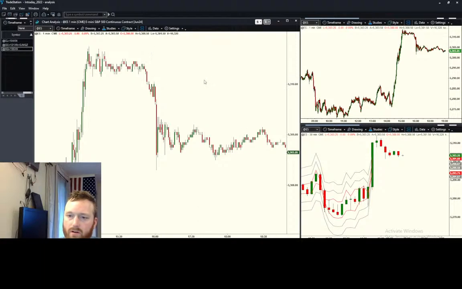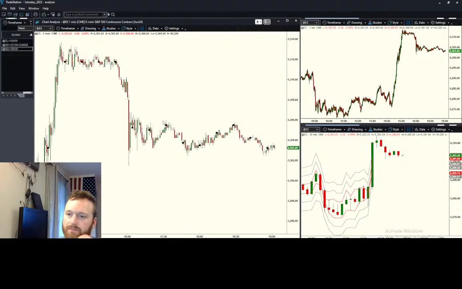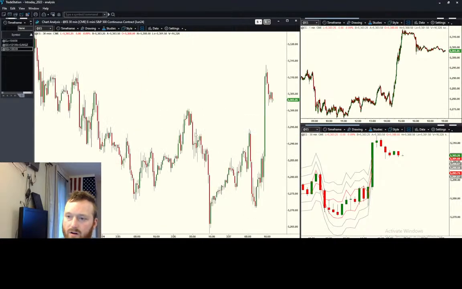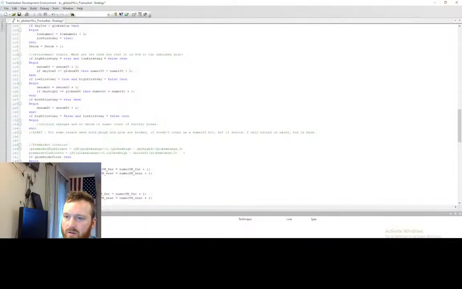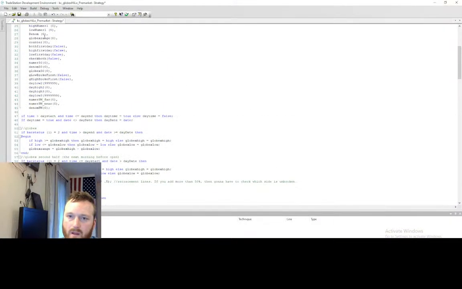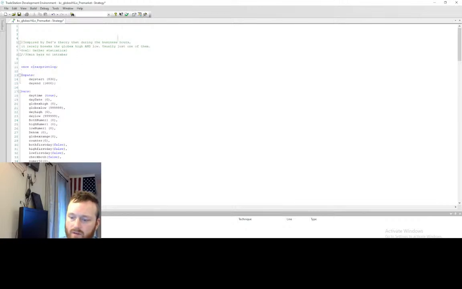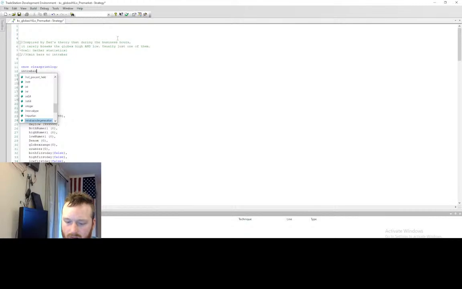I would rather do 30-minute, but then you have to do it intra-bar. You can do 30-minute, but then the strategy has to be intra-bar. So that means you put up here intra-bar order generation equal to true. I think it was in brackets, but we'll see if that works.